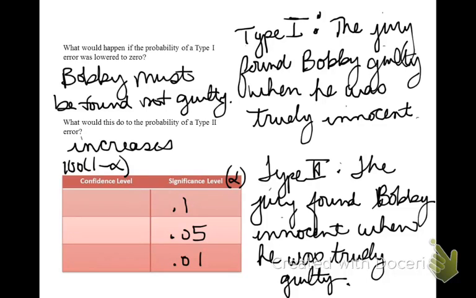Your confidence level is 100 times 1 minus alpha. 1 minus 0.1 is 0.9. 0.9 times 100 is 90%. So an alpha of 0.1 goes with a confidence level of 90%. A significance level of 0.05 goes with a 95% confidence level, and a significance level of 1% goes with 99% confidence.